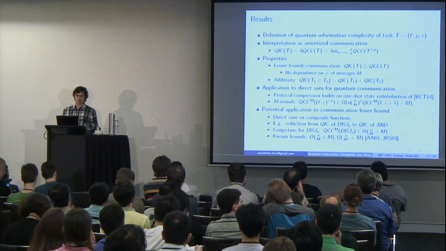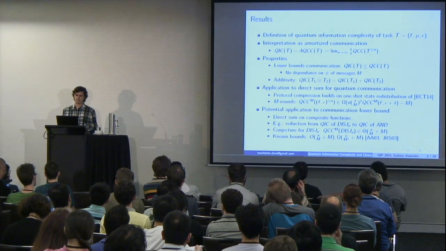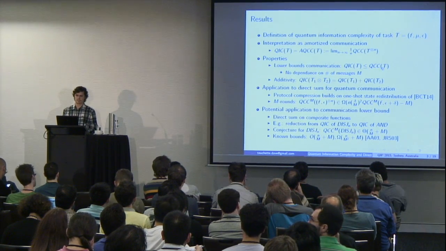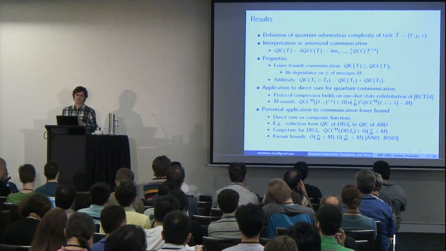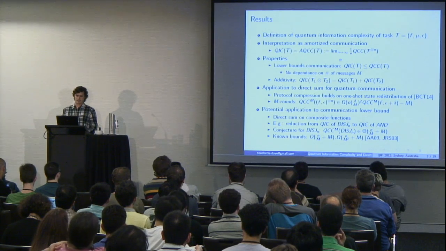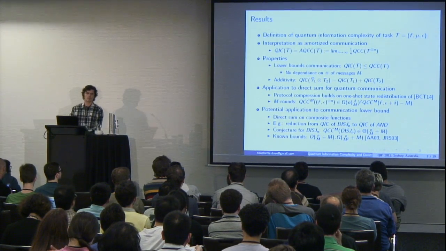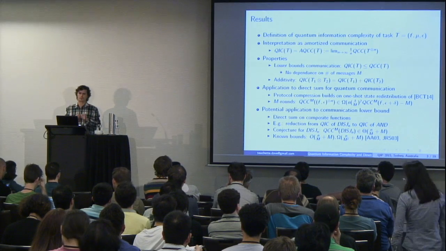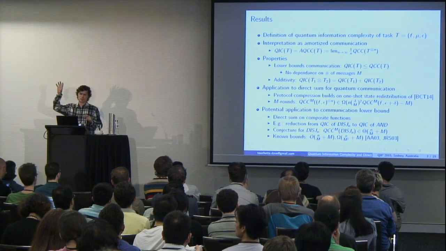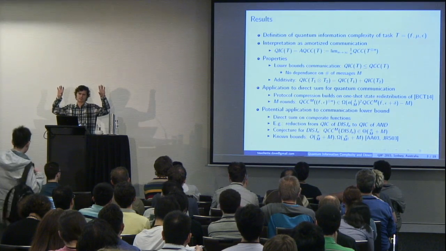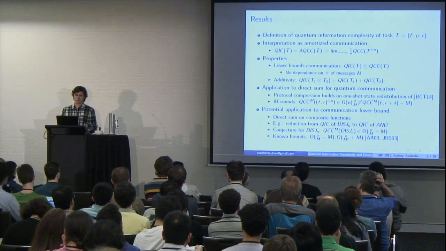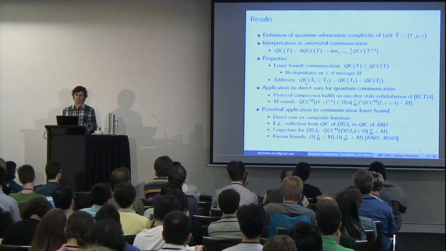We will also prove some important properties of quantum information complexity. In particular, it gives an information theoretic lower bound on the quantum communication complexity for any given task. Importantly, this gives such a lower bound independently of the number of messages m in the underlying protocols. It also satisfies an additivity property. For any two tasks, the quantum information complexity for computing these two tasks in parallel is equal to the sum of the quantum information complexity for computing the first task plus the quantum information complexity for computing the second task separately.